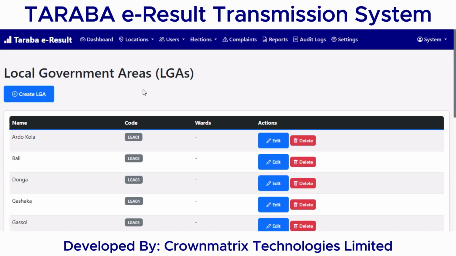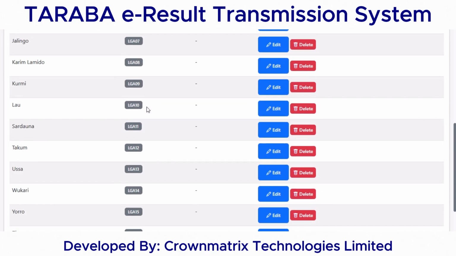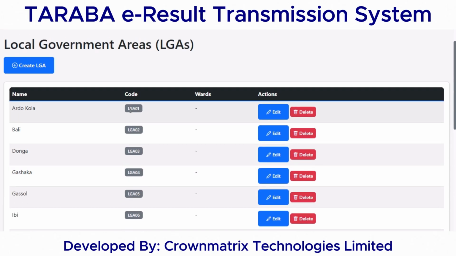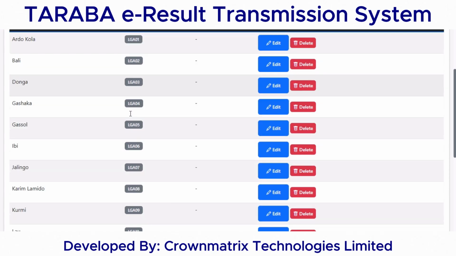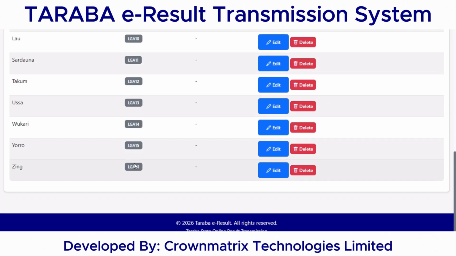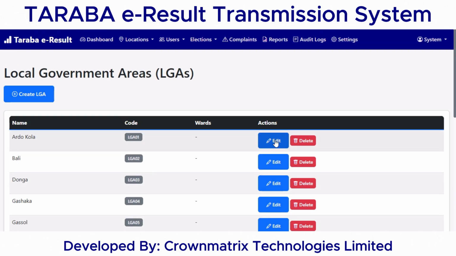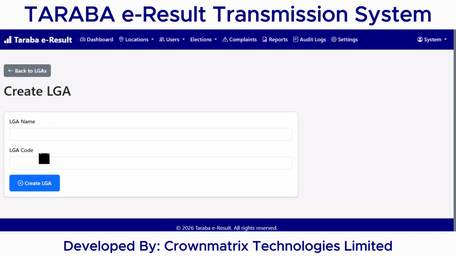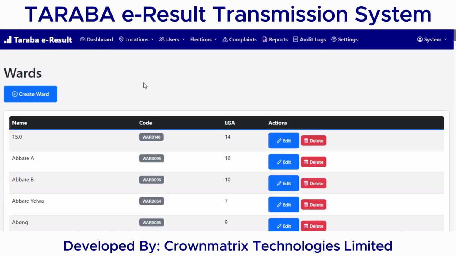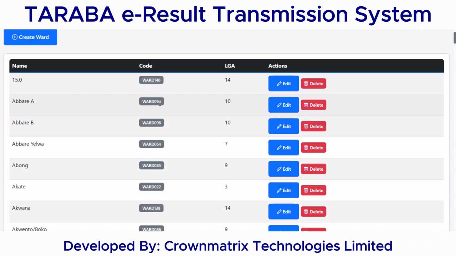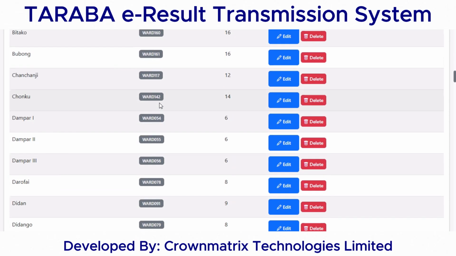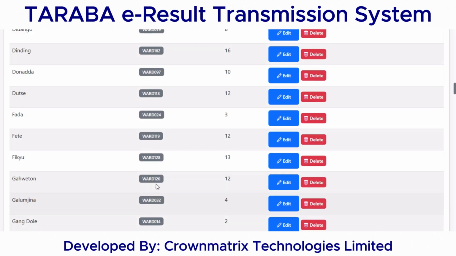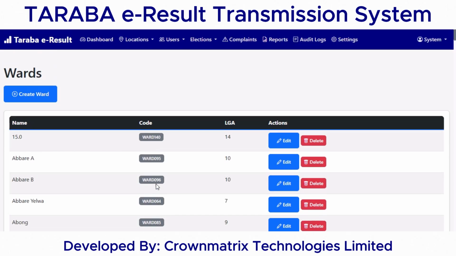So when you click on LGA, you should be able to see the total number of LGAs available in the state, as well as their LGA codes. So you can see this is 01, 02, 03, 04, down to LGA 08 and on to 16. So if there's a mistake, you click on edit and you should be able to do that. If you want to add new, you click on add new, you add the LGA and the LGA code. That is it. For the wards, you also do the same thing. You can see we have a total number of 169 wards.